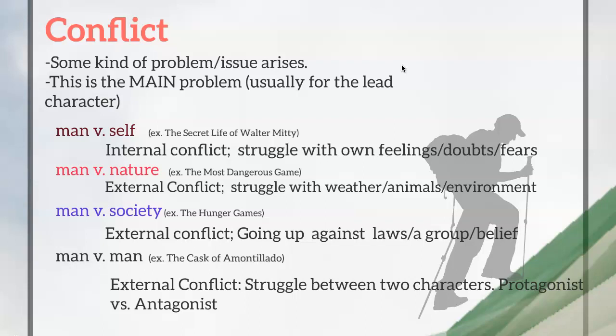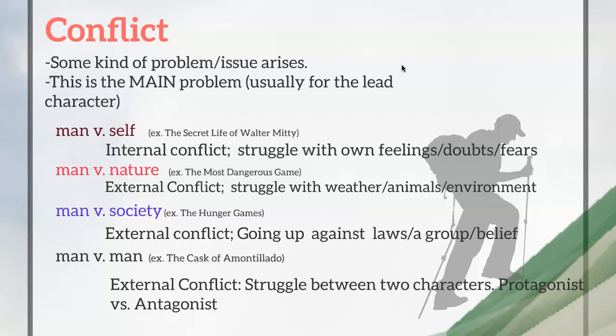So, man versus nature is a conflict that struggles with weather, animals, environment, something like Jurassic Park or Jurassic Universe or whatever they're calling it nowadays. The characters are trying to stay alive and not be eaten by dinosaurs. That would be a man or character versus nature situation.